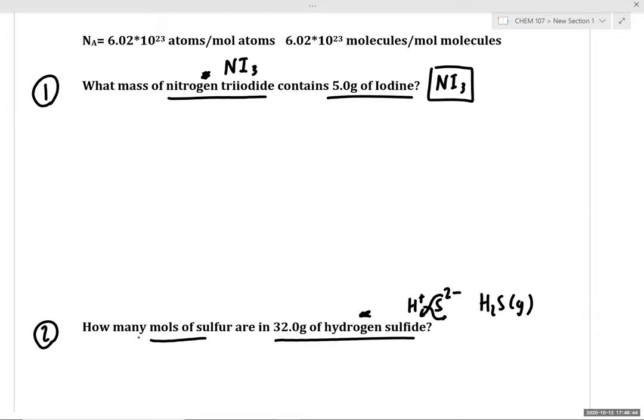These are the types of examples that I'd like to place on exams. So you want to be comfortable with these examples in the notes.